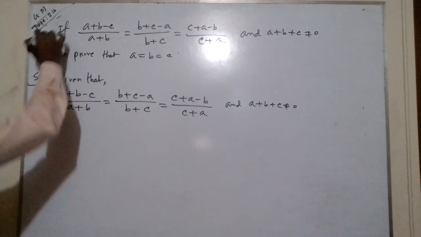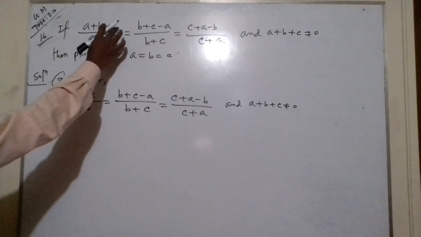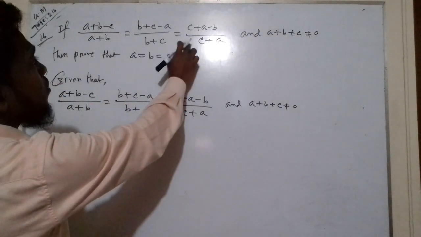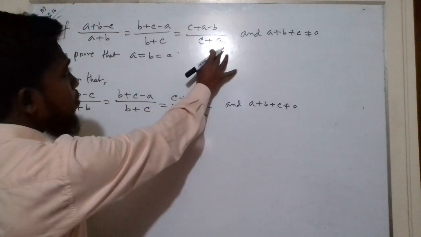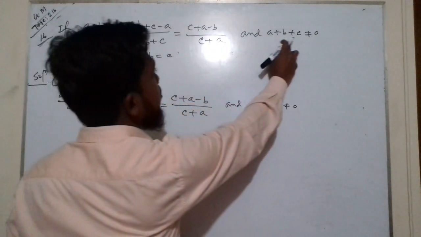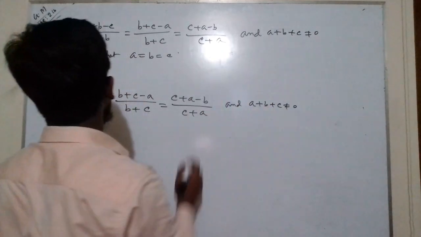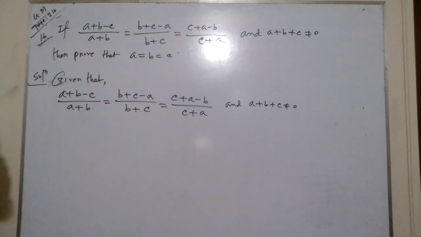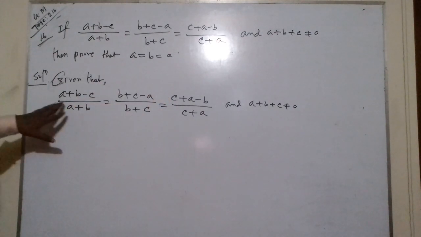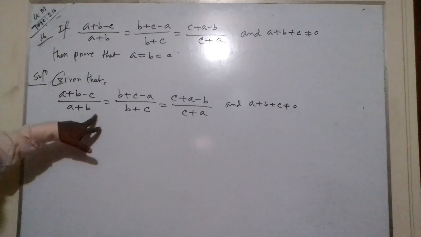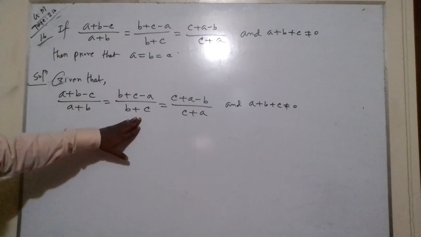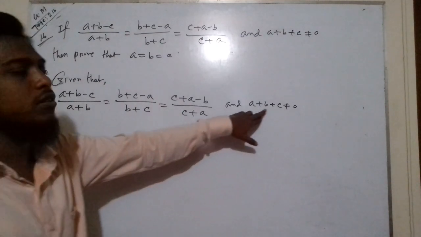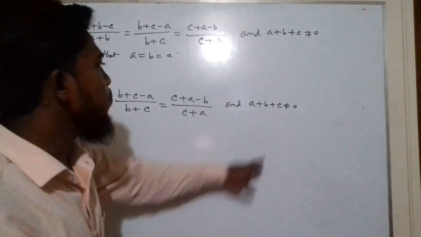Here the problem number 16. If a plus b minus c divided by a plus b equal to b plus c minus a divided by b plus c equal to c plus a minus b divided by c plus a, and a plus b plus c is not equal to 0, then prove that a equal to b equal to c. Now, given that a plus b minus c divided by a plus b equal to b plus c minus a divided by b plus c equal to c plus a minus b divided by c plus a, and a plus b plus c is not equal to 0.